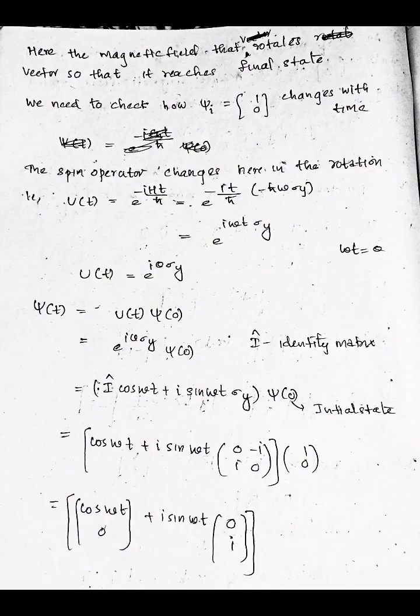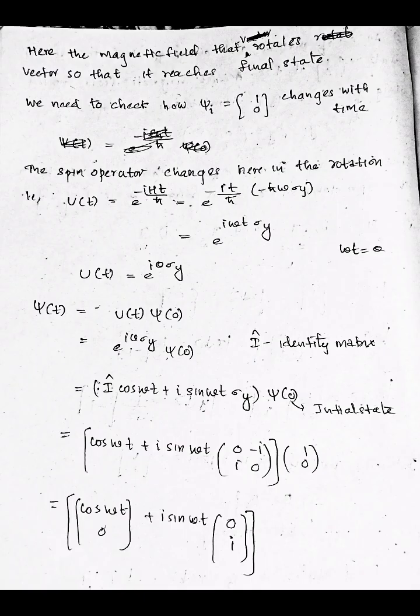For that, we know that the spin operator changes with rotation. That means U of t is equal to e raised to minus i H t by h cut. Here H is equal to minus h cut omega sigma y. Therefore, this is equal to e raised to minus i t by h cut into minus h cut omega sigma y. Therefore, this is equal to e raised to i omega t sigma y. Here we are considering omega t as theta. That is, U of t is equal to e raised to i theta sigma y.